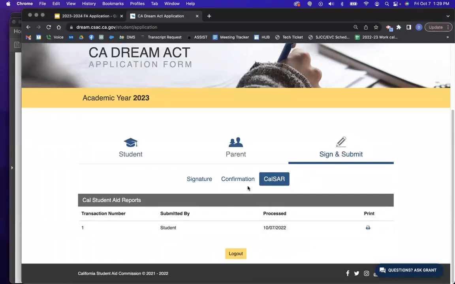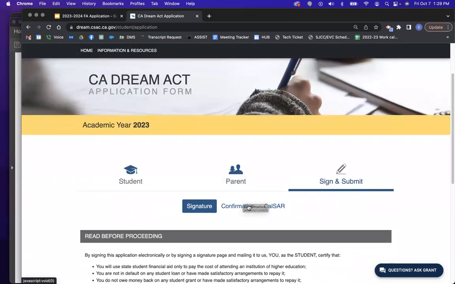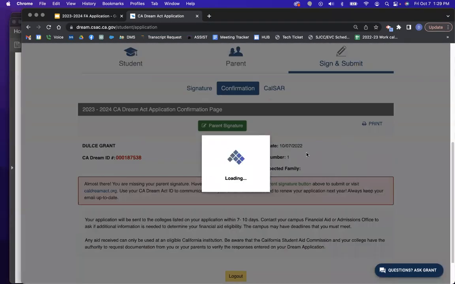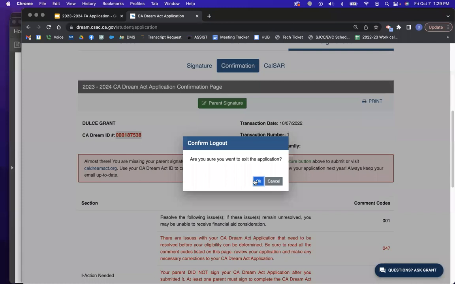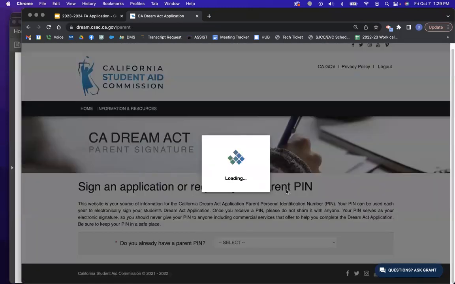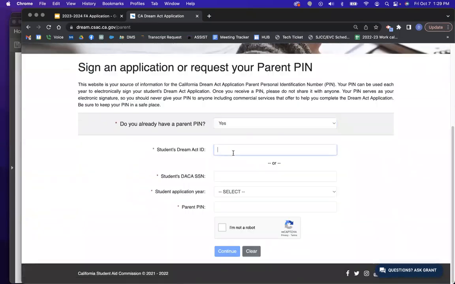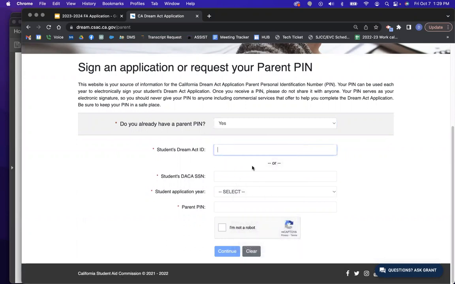So then when you go back to the signature, you click submit. Confirmation, sorry, I lied. You're gonna go to confirmation, you click the parent signature, or you don't even have to do CalSAR. You could just go to confirmation, and then your CalDream number is gonna be on there. So you can copy paste it. You click the parent signature, you put okay, you put okay. If you know your parent PIN, then it's gonna be nice and easy. You just put your student Dream Act number, which didn't paste, but anyway, you'll put it on there.